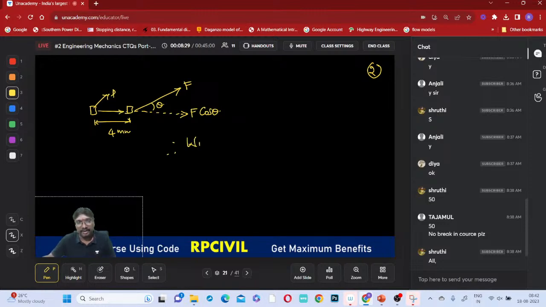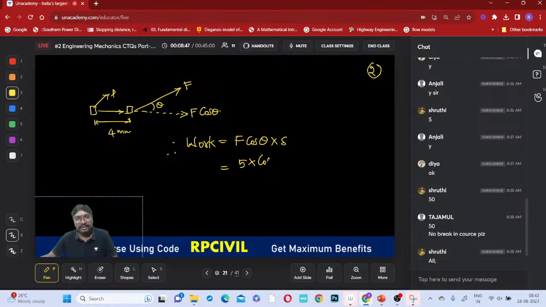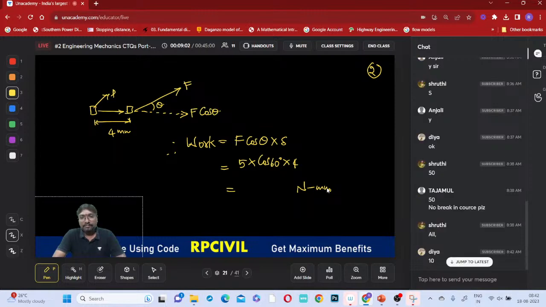Therefore what is that work, you can say everyone? Work is equal to F cos theta into the displacement, since we have to consider the component F cos theta. What is F? 5 Newtons, into cos 60, since the angle given is 60 degrees, into 4 millimeter, right? Tell me how many Newton millimeter is the work done, all of you? It is 10 Newton millimeter, everyone.